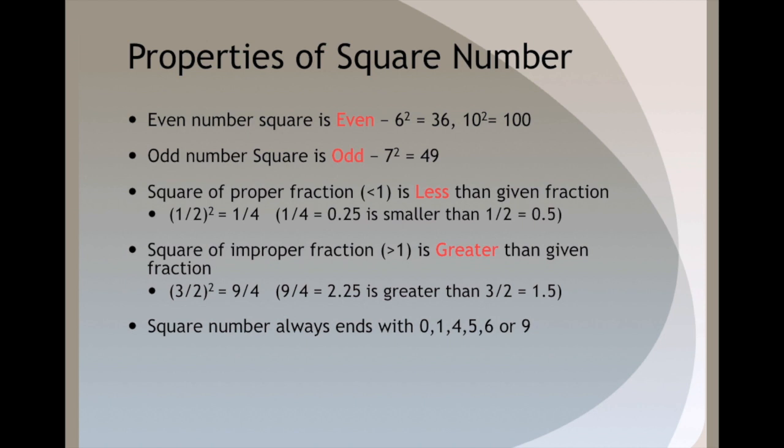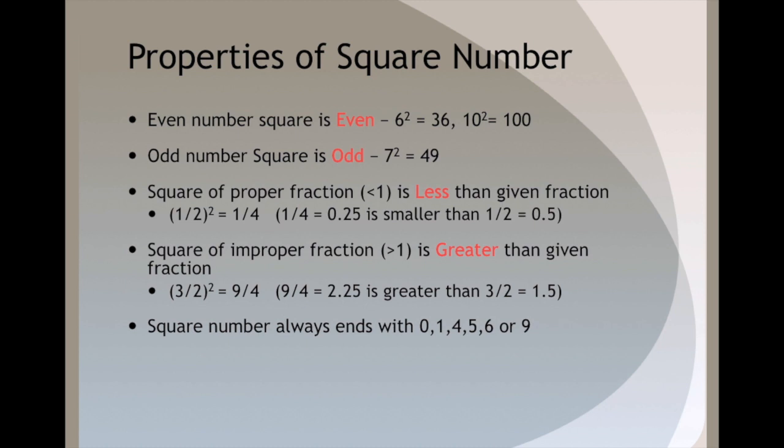From 0 to 9, just do the square of every number and you will see. For example, 0 into 0 is 0. 1 into 1 is 1. 2 into 2 is 4. 3 into 3 is 9. 4 into 4 is 16. The last number is 6.